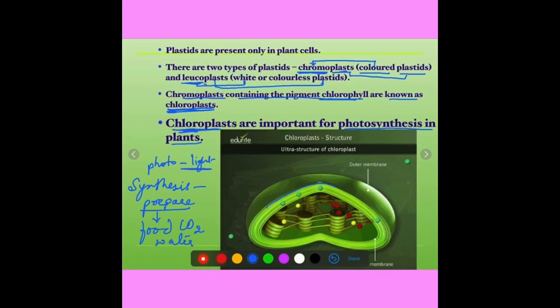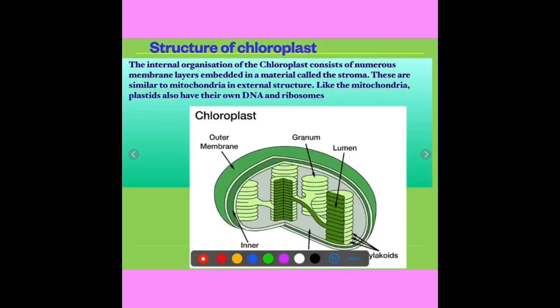This is the chloroplast, and this part is the outer membrane. One more membrane is present here. Yes, this also has two membranes, but this membrane is not folded like the mitochondria. They are straight, and this is the outer membrane and this is the inner membrane. So this chloroplast also has two membranes.